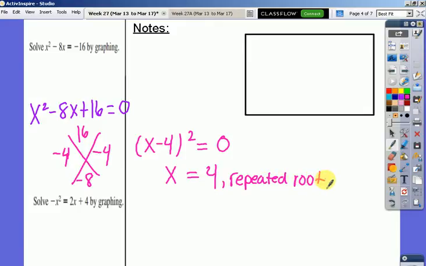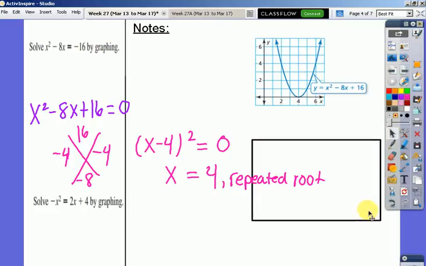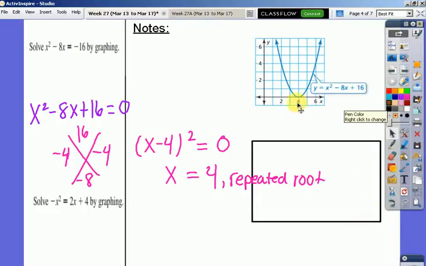Well, what does that look like graphically? It looks like this. Just that single point. Right there. Does that make sense?